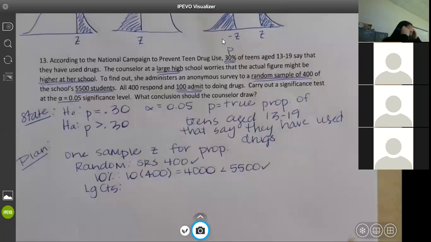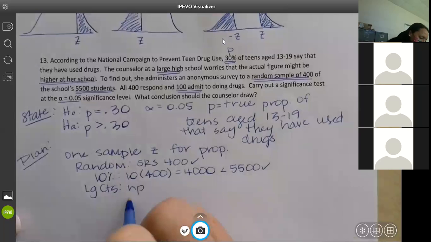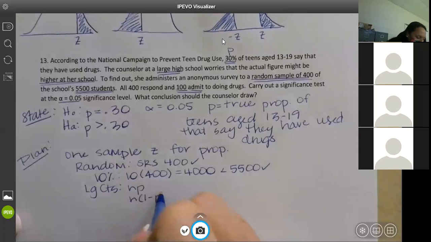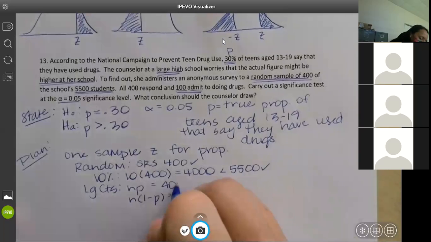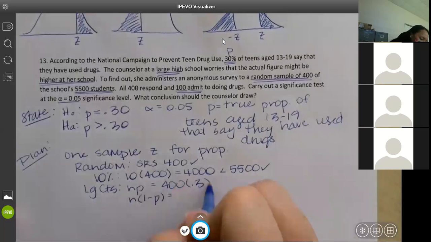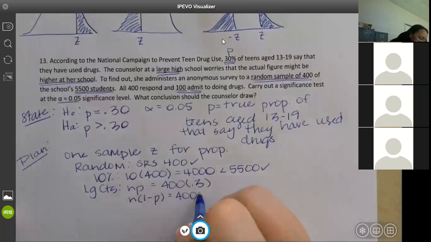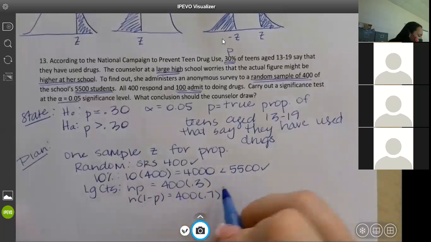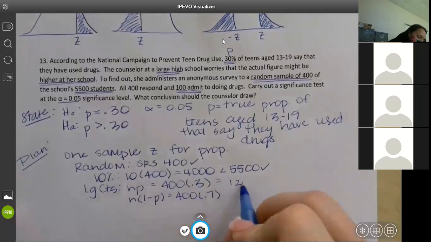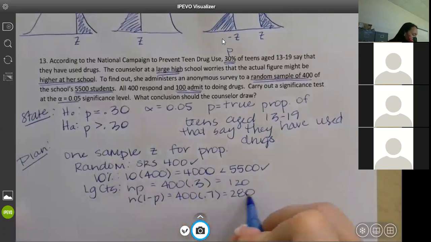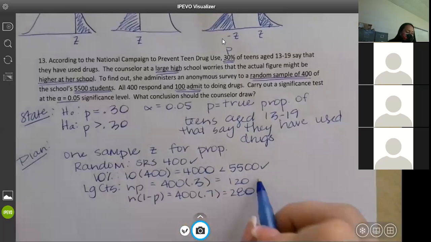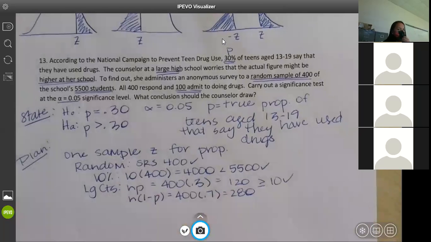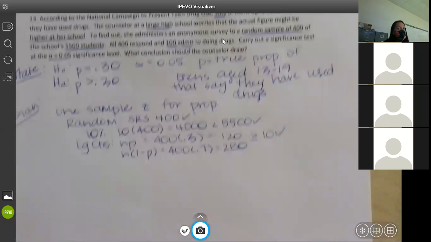And then large counts. NP and N1 minus P. So 400 times 0.3 and 400 times 0.7. That gives you 120 and 280, which are greater than or equal to 10. So that works. So there's our 4 parts of that.